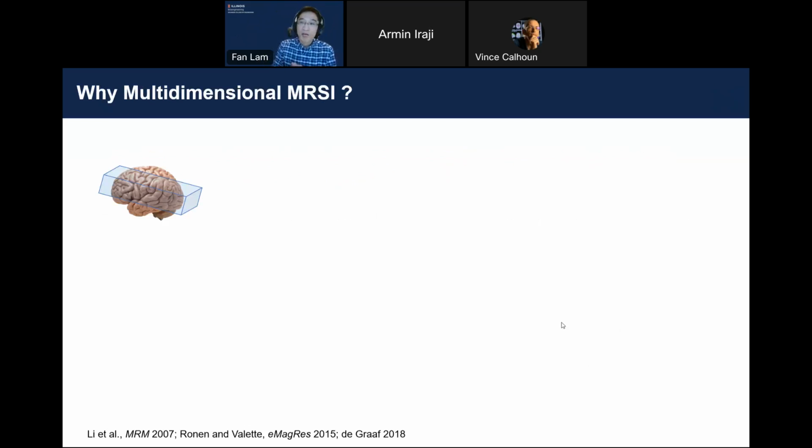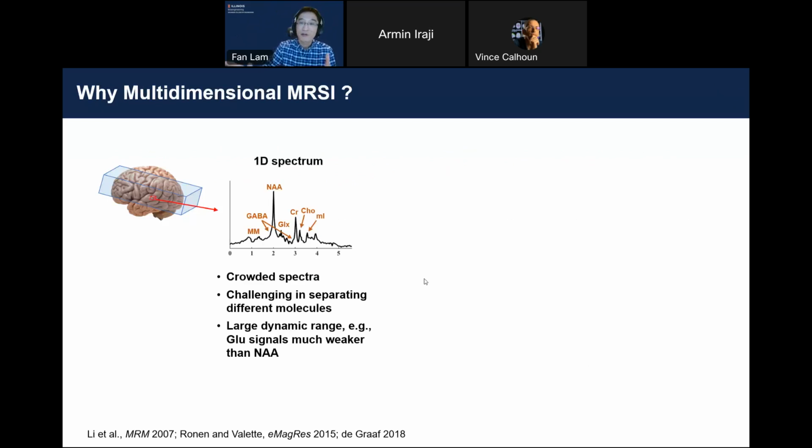So to talk a little bit about why we want to do it, right? We already can do very high resolution MRSI. So why do we want to add an additional dimension to the imaging problem? If you look at this MRSI volume, you get a spectrum from every macroscopic voxel. So very high quality. But the problem is that if you only get a single frequency dimension, and you look at the spectrum, it's really, really crowded.